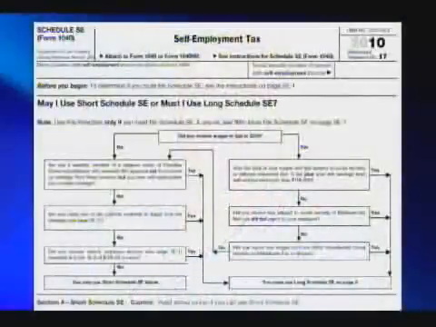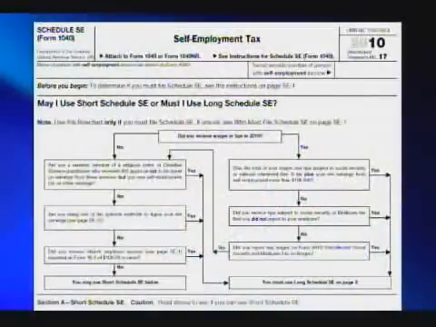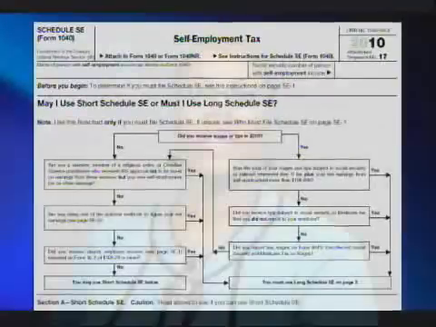Schedule SE is used to figure tax due on net earnings from self-employment. Other topics related to being self-employed will also be discussed in this webinar. Everything we talk about, from forms, instructions, publications, and web pages, is available on the irs.gov website. So don't worry about taking notes. Just jot down any questions you may have, and by the end of this webinar, you'll know where to look for answers to your federal tax questions.